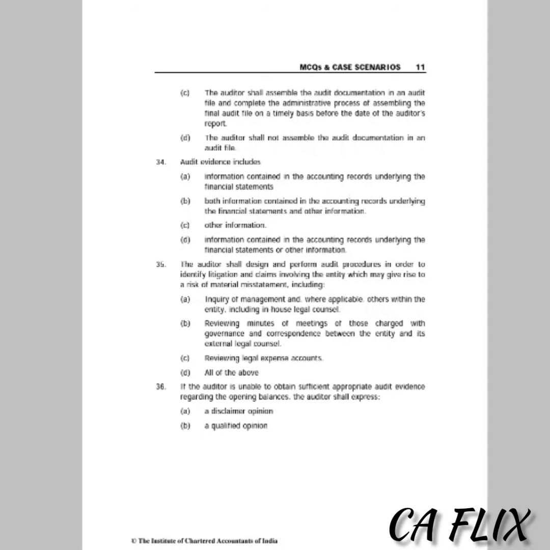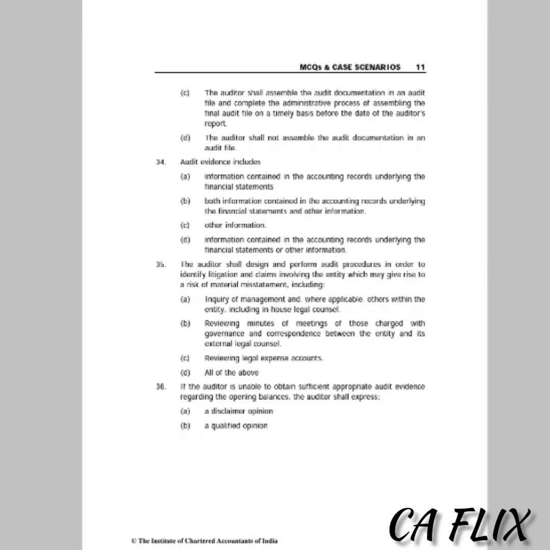The auditor shall design and perform audit procedure in order to identify litigation and claims involving the entity which may give rise to a risk of material misstatement, includes inquiry of management and, where applicable, others within the entity, including in-house legal counsel, reviewing minutes of meeting of those charged with governance and correspondence between the entity and its external legal counsel, reviewing legal expense accounts. Answer: all of the above.